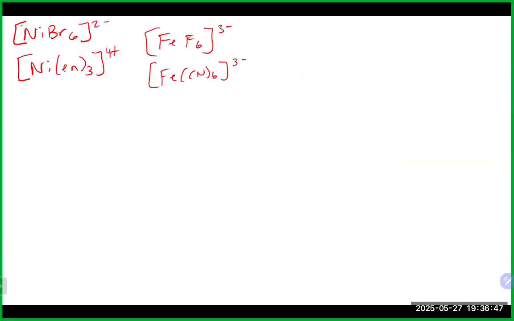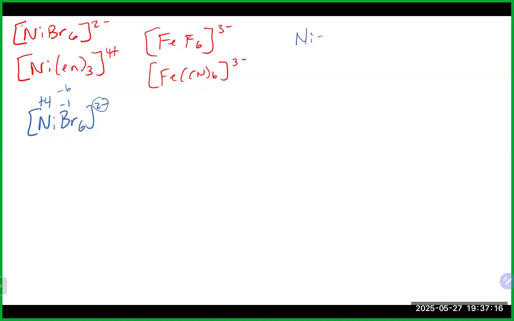All right, so here's some examples. This is where electron configuration comes into play. Let's take our nickel here and our Br6 and our -2. In this case, that's -1 for our Br, and there's 6 of them, gives us a -6. Overall, it's a -2. That means my nickel here is actually a +4 in this particular case.